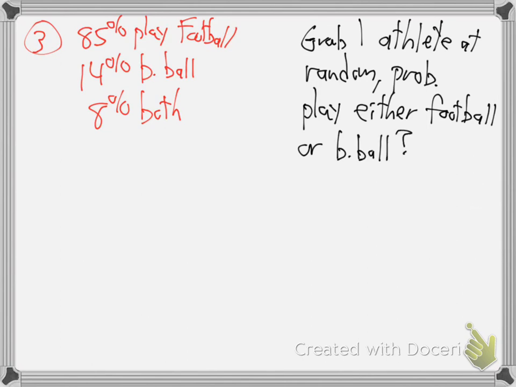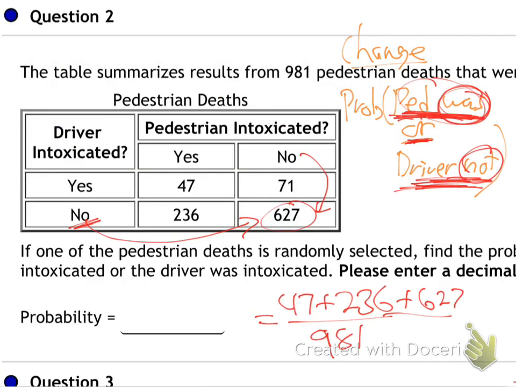So we're talking about the makeup of the athletes at this school. Not 85% of the school, but 85% of the athletes play football, 14% of the athletes play basketball, and 8% of the athletes play both. So if we grab one athlete at random, what's the probability that they're going to play either football or basketball? They might not. They might be a baseball player, tennis, whatever. But what's the chances? So what we need to do is exactly what we have here. That is, make a table. We're going to have to make a table to see it. Now notice how these tables are made.